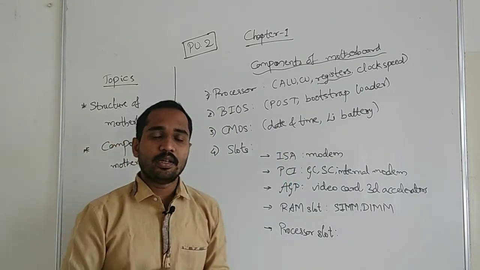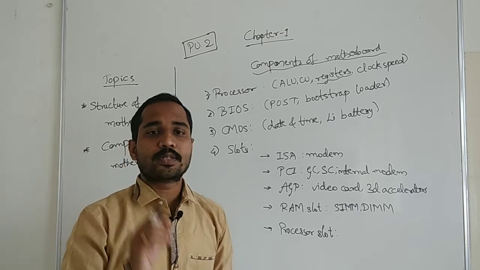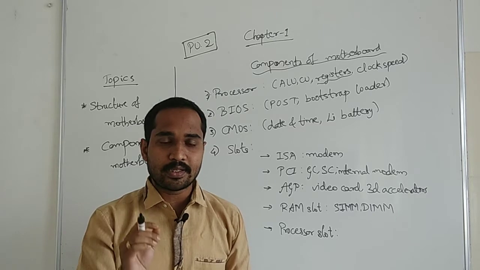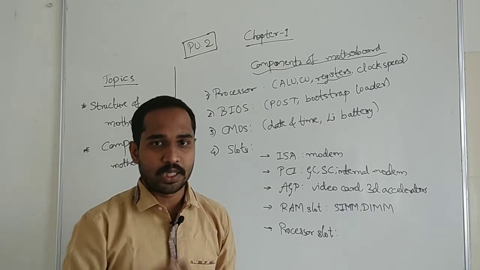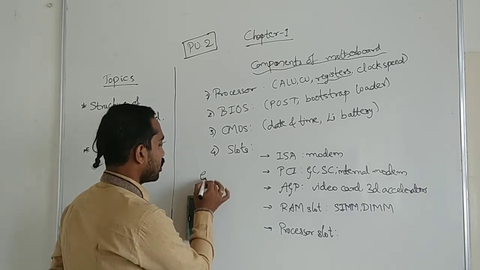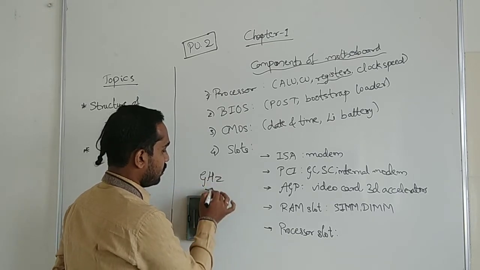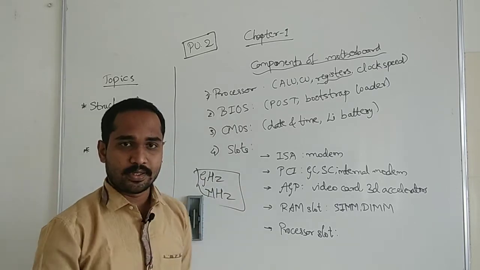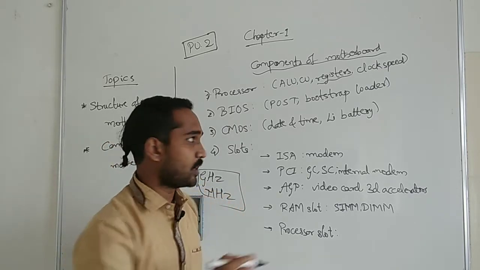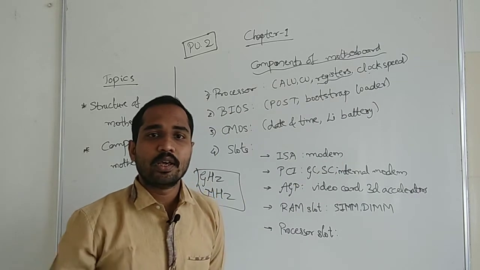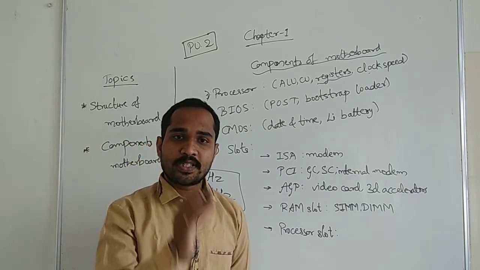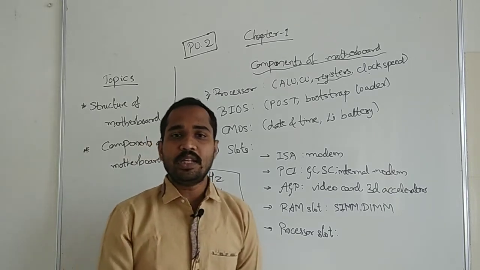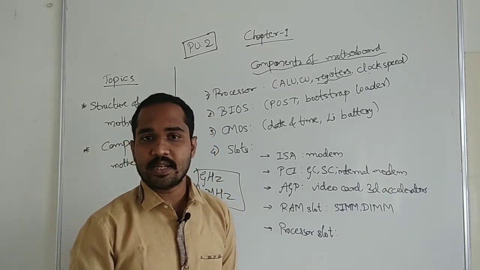Okay, and you have to mention the clock speed. The processor has got a clock speed. What do you mean by clock speed? How many instructions the processor can execute in 1 second? That is the clock speed. Normally your clock speed will be expressed in terms of gigahertz or megahertz. You have to remember that. You have to mention this here. So the clock speed is the number of instructions executed by the processor in 1 second, and it is normally expressed in gigahertz and megahertz.